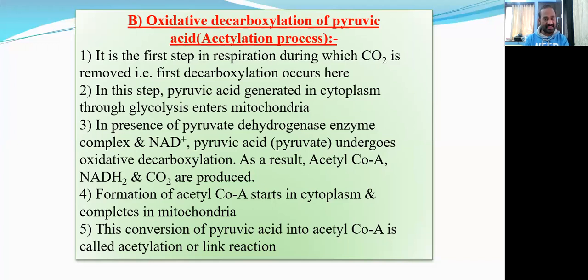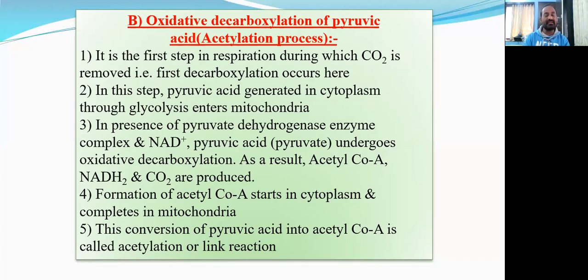In this step, pyruvic acid, which is generated in the cytoplasm by glycolysis, will enter the mitochondria, but as a 3 carbon compound, that is not possible. So it will be converted to the acetyl moiety, and then it will be taken into the mitochondria. For that purpose, in the presence of the pyruvate dehydrogenase enzyme complex, which dehydrogenates the pyruvic acid, NAD takes up the hydrogen. By taking the hydrogen from pyruvic acid, NAD will be converted to NADH2. And as a result, a 2-carbon compound will be produced, which is called the acetyl moiety.